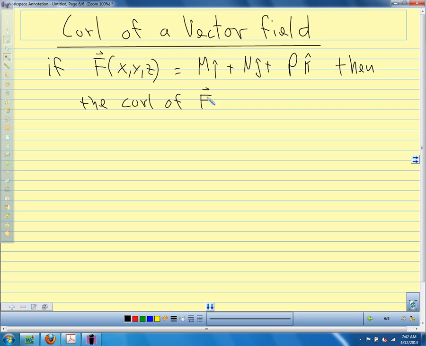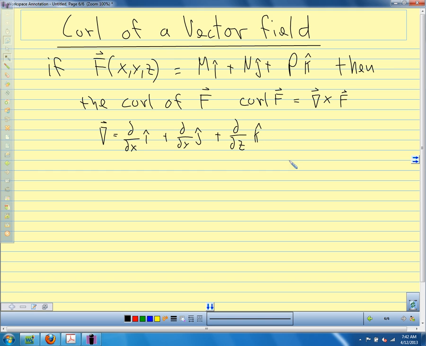The curl of f, and we write the curl several different ways. We can write curl of f as del cross f. So we're using our del as a differential operator. Remember that we said that del is d/dx i plus d/dy j plus d/dz k.